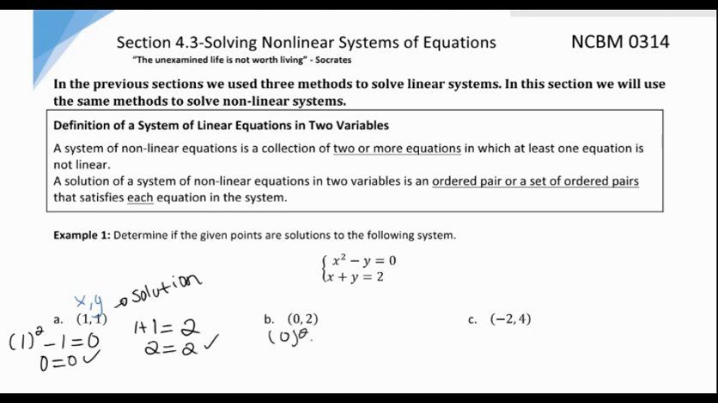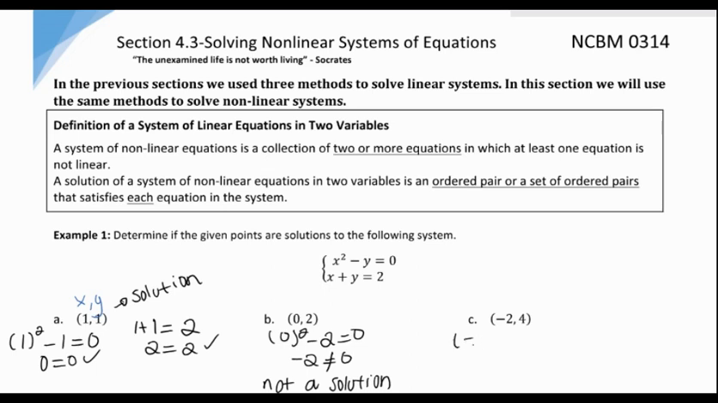0 squared minus 2 equal to 0. 0 squared is 0, minus 2. Minus 2 equal to 0. No. So this is not a solution. And the last one, we have negative 2 comma 4.